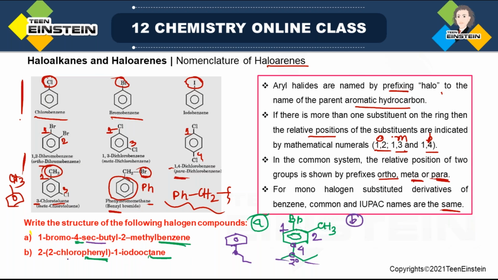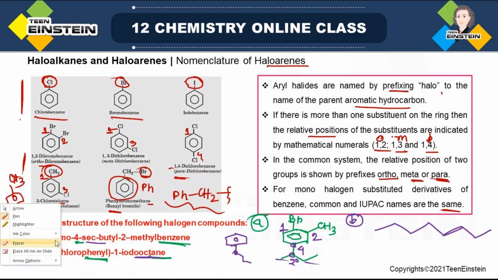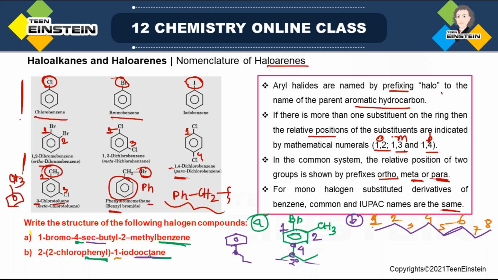Now the second one. Whenever you get this type of name and you have to write the structure, the simplest thing you can do, as it is ending with octane, oct means a total of 8 carbons. It is an alkane and 8 carbons: 1, 2, 3, 4, 5, 6, 7, 8. Now here at one position we have an iodo group. One position iodine means you can write iodine, very simple.